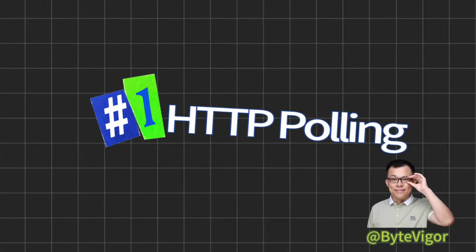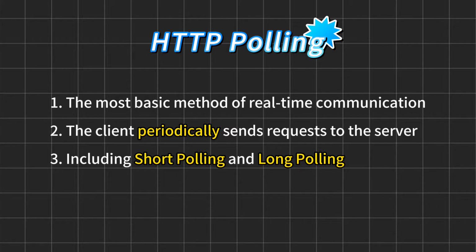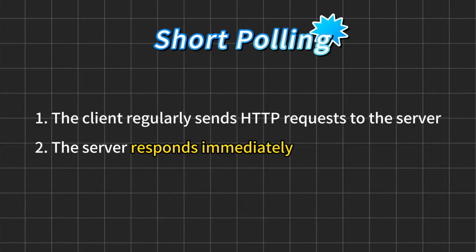Let's first explore HTTP polling, a fundamental method for real-time communication where the client periodically sends requests to the server to fetch the latest data. There are 2 main types of HTTP polling: short polling and long polling. Short polling works quite straightforwardly. The client regularly sends HTTP requests to the server to check for new data. The server, upon receiving each request, immediately returns a response, regardless of whether there is new data.